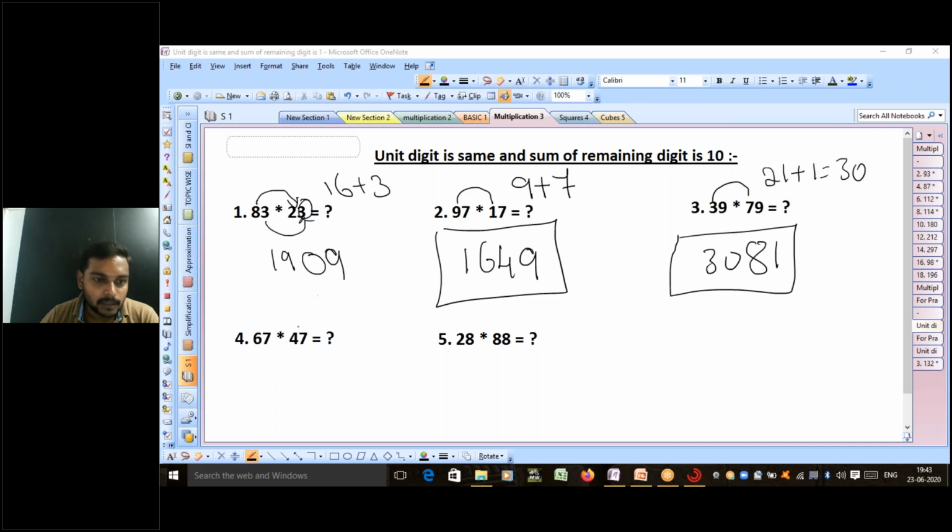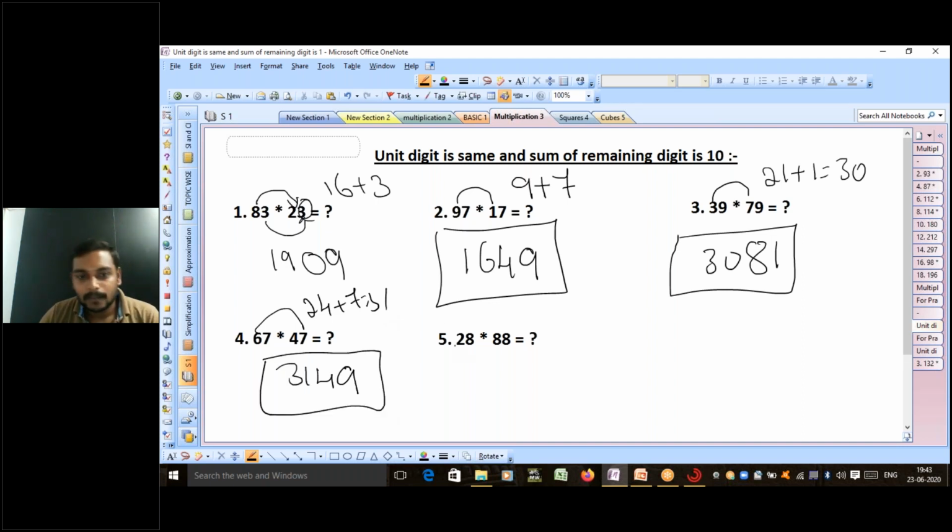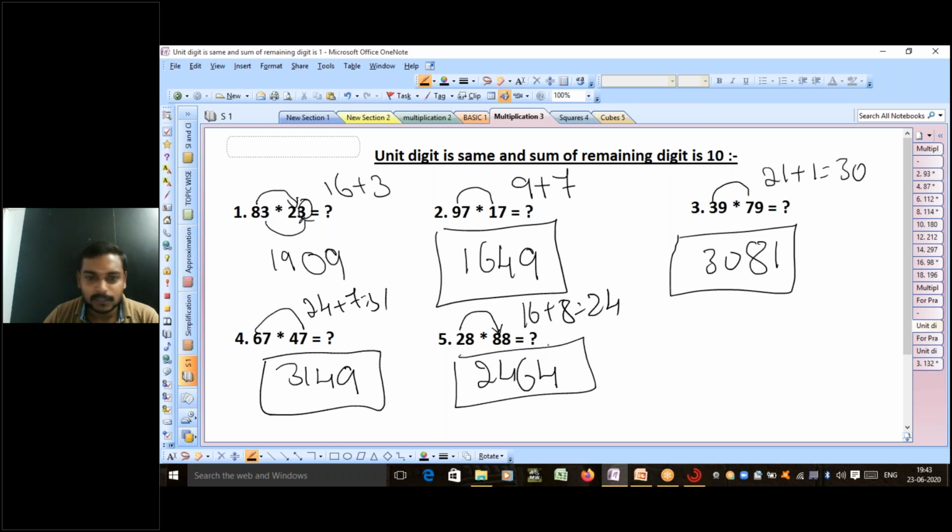Next, for fourth one, 7 sevens are 49, 6 fours are 24 plus 7, which is equal to 31. 3149. Okay, 28, 88. 8 eights are 64. Then the sum of remaining numbers is 10. 2 eights are 16 plus 8, which is equal to 24. So 24, 2464. Yes. Yes, good.